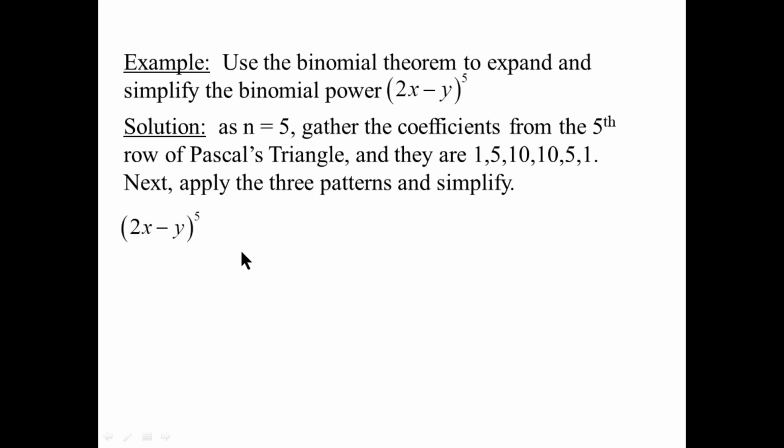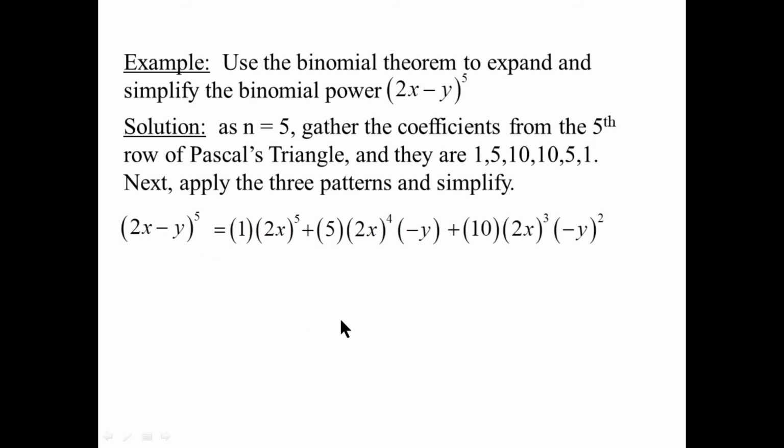Okay, 2x minus y to the 5th equals. Now, reach up, grab a coefficient. We'll use 1 times 2x in brackets to the 5th. That's our start. Next, reach up, take the next coefficient, which is 5. It will be 2x in brackets to the 4th times minus y to the 1. Reach up, take the next coefficient, which is 10, and then 2x to the 3rd times minus y squared.